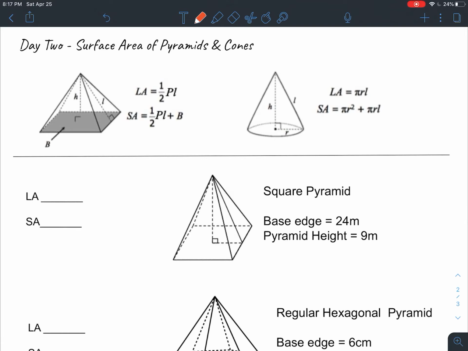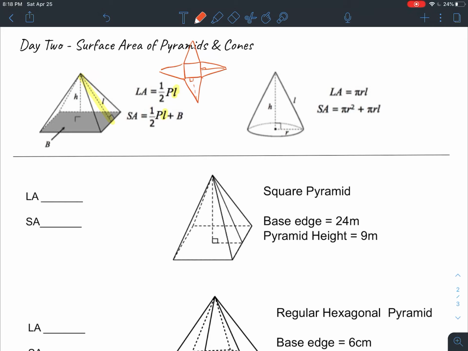Okay, day 2 of Unit 7 is going to be the surface area of our pyramids and cones. So we have a few new formulas here. Our lateral area and surface area for our pyramid, we have 1/2 PL plus B. We only have one base, and we're bringing in something new, which is this lateral height, which is the slant height of our pyramid. So if this were a net and I laid this out, that slant height would be the height of that triangle that is unfolded.